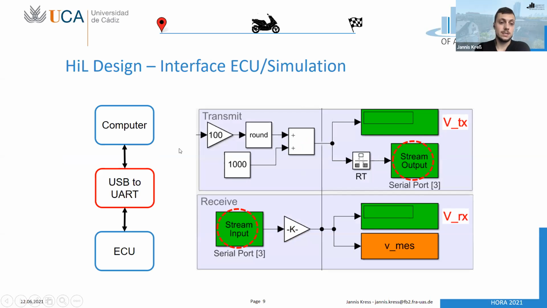The interface is quite simple because the ECU is providing a UART and the computer has a serial interface through the USB connection. So there is a USB to UART device or converter. And of course, we have to implement this communication in MATLAB Simulink as well. So here you can see that I have used these stream in and output blocks that enable a serial communication for reading and writing the velocity values.